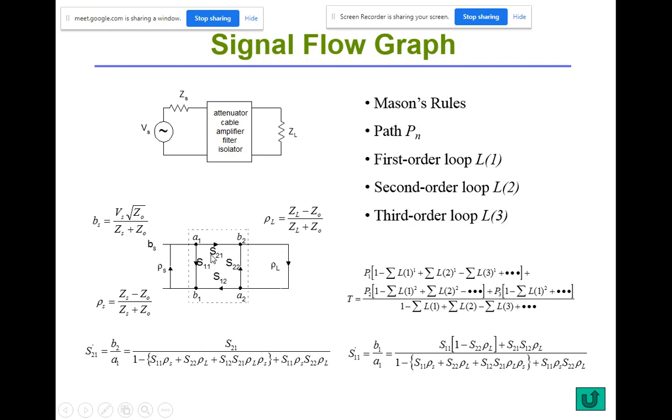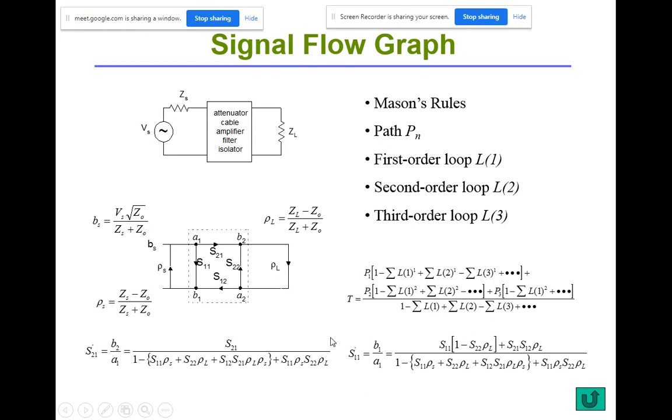And then I have another path, which is S21 times rho L times S12. I need to multiply with 1 minus the sum of loop gain, isn't it? But there's no loop that doesn't touch this long path, so it is just multiplied by 1 minus 0, that is, by 1 only. That is how we get S11 prime.